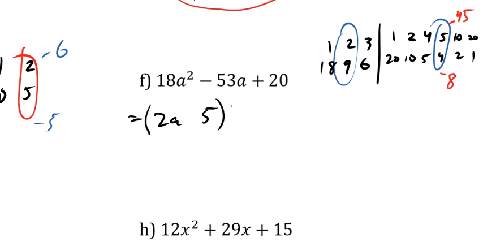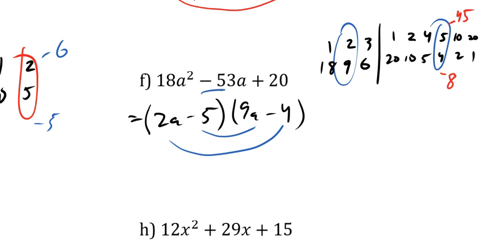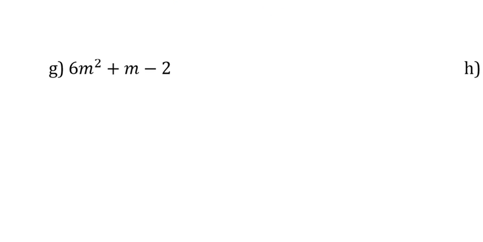2a and 5, 9a and 4, and they're both subtract. Smile twice to check. So I've got 2a times 9a is 18a squared. Negative 5 times negative 4 is positive 20. And negative 8a minus 45a is negative 53a. Okay, let's try an easier one.